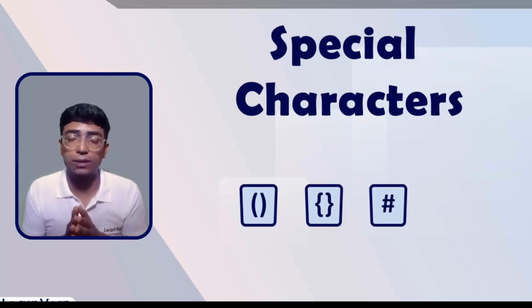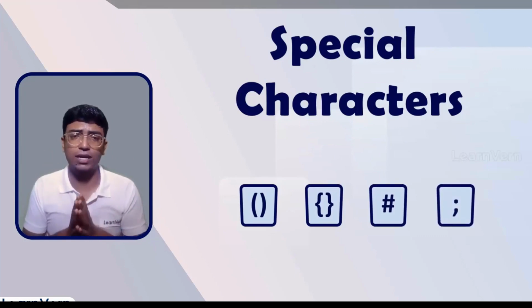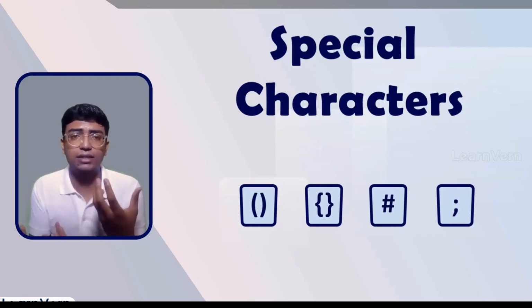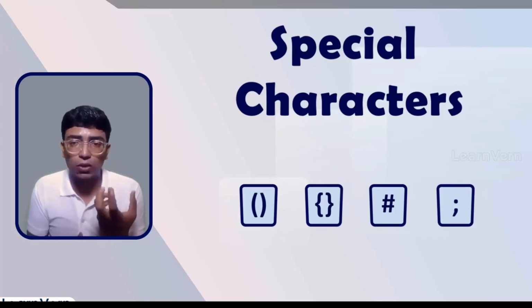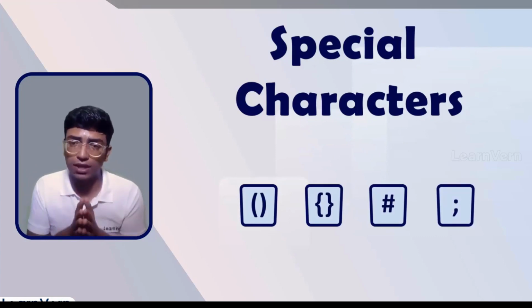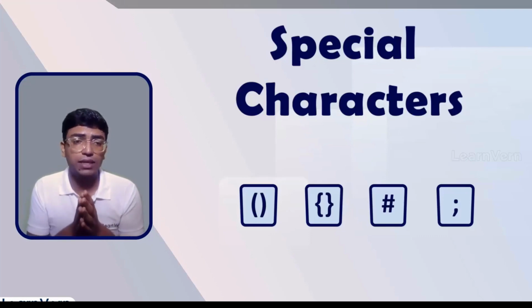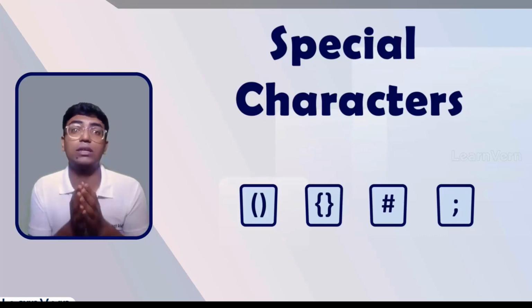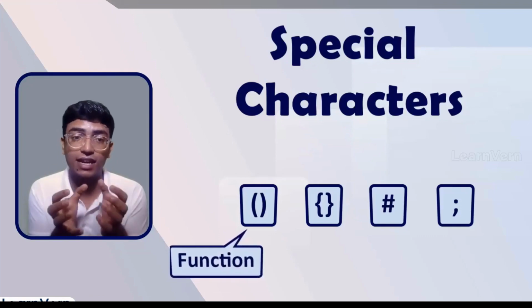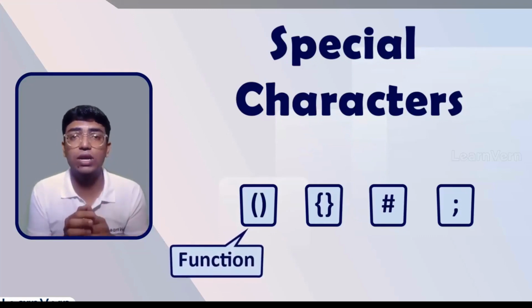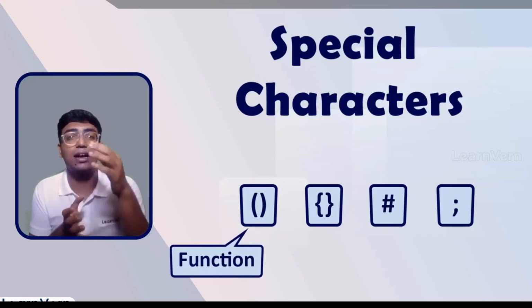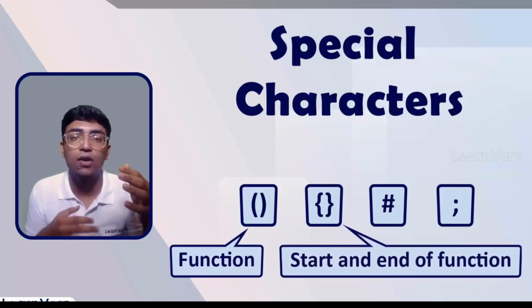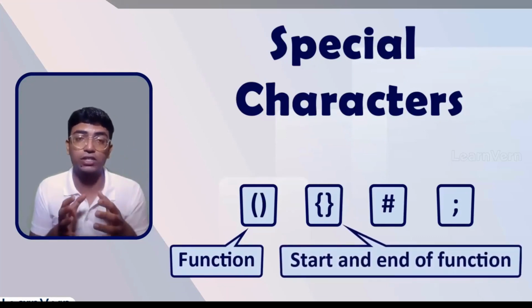A semicolon was used after the return 0 statement. All these special characters are also a type of token, and they have some reserved meaning. Where the round brackets are used, we get to know that this is a function. After that, the curly brackets tell us where our function starts and where it ends. This is very important for our function.